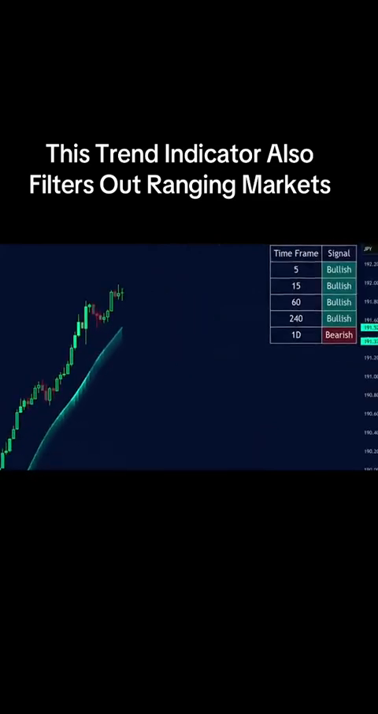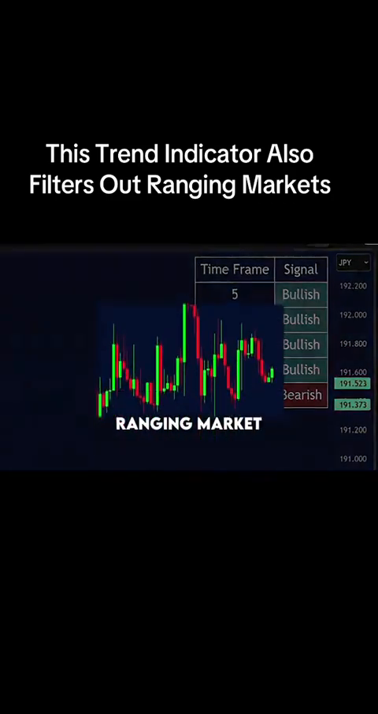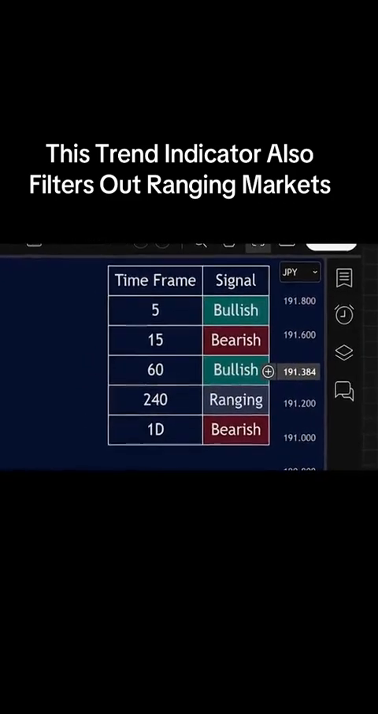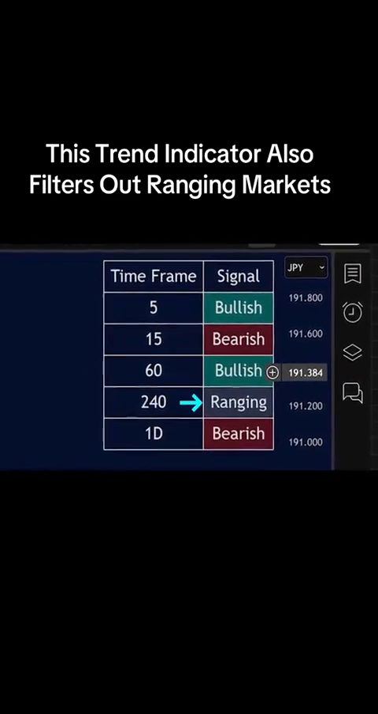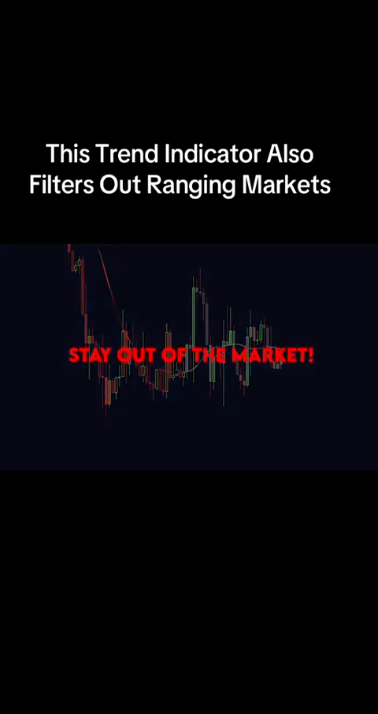On the right side, you'll see the multi-time frame signals table. This is where the magic happens for filtering out ranging markets. It shows you the trend across 5 different time frames, labeling each as bullish, bearish, or ranging. And when multiple time frames show ranging, that's your warning to stay out of the market completely.